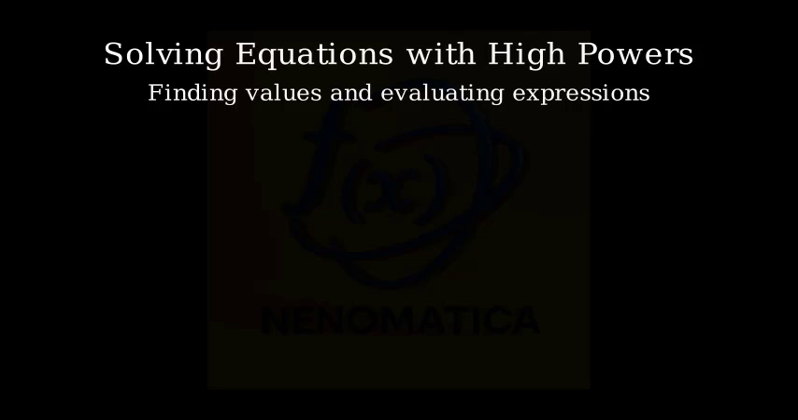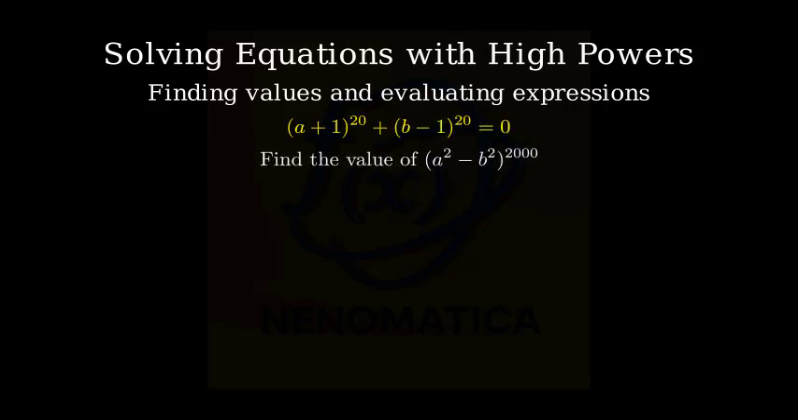Welcome to our mathematics video. Today we'll solve an algebraic problem involving exponential expressions. Let's look at our problem. If we have the equation where (a plus 1) raised to the power of 20 plus (b minus 1) raised to the power of 20 equals 0, we need to find the value of the expression (a squared minus b squared) raised to the power of 2000.